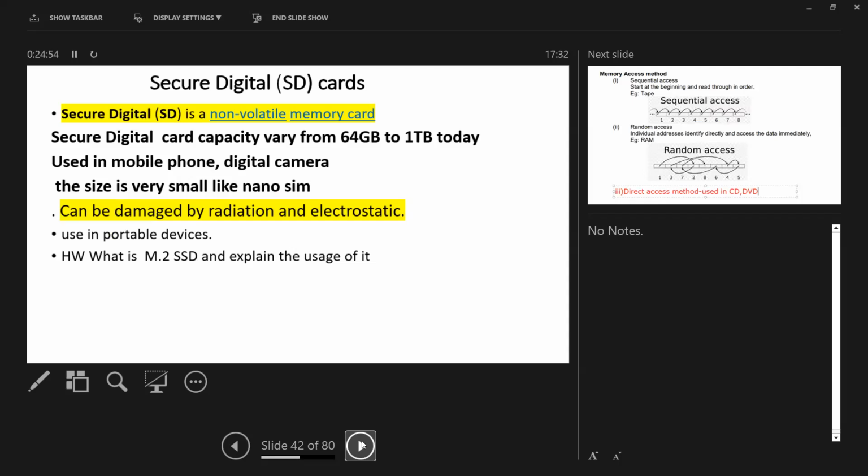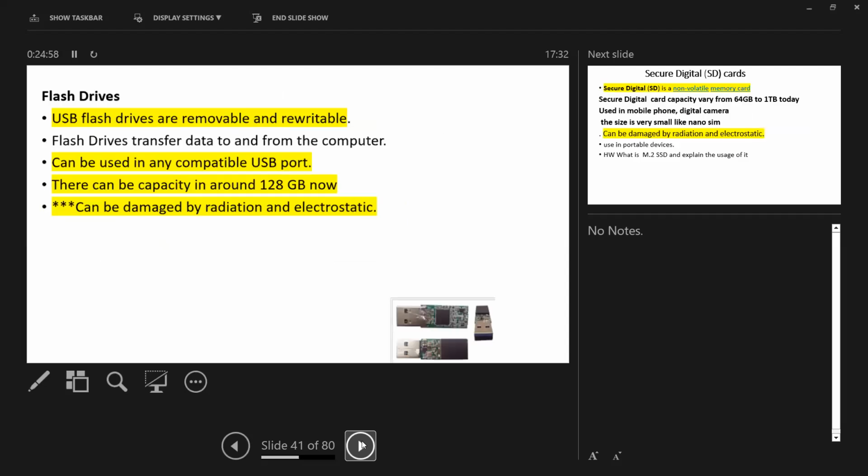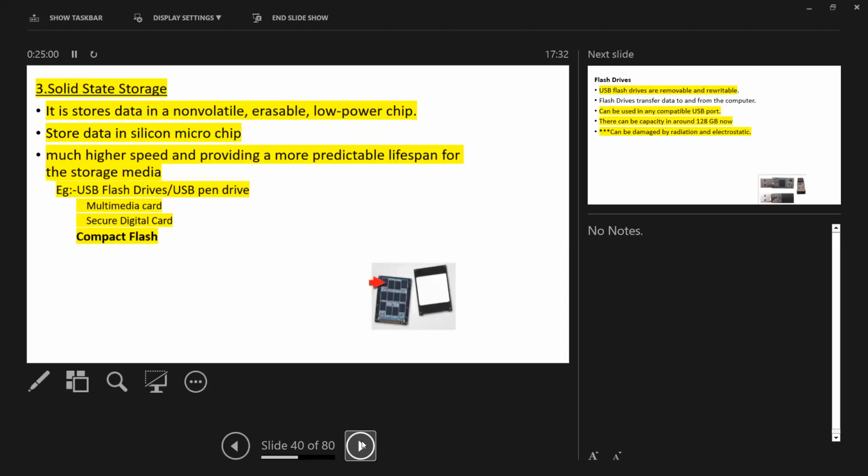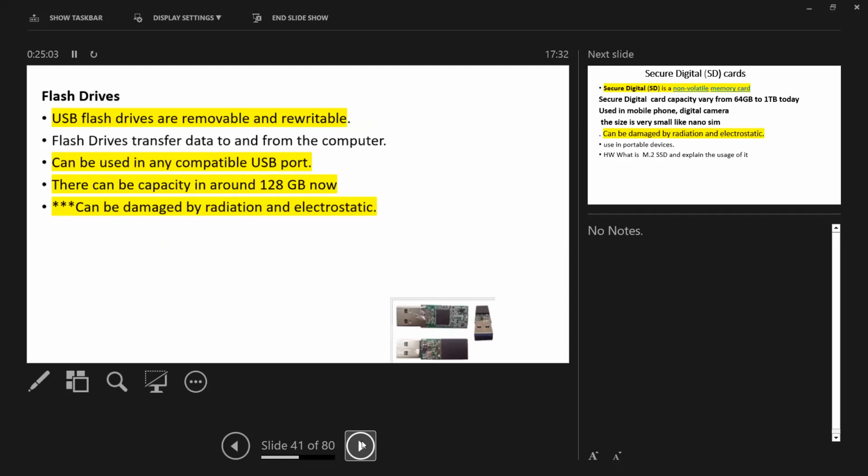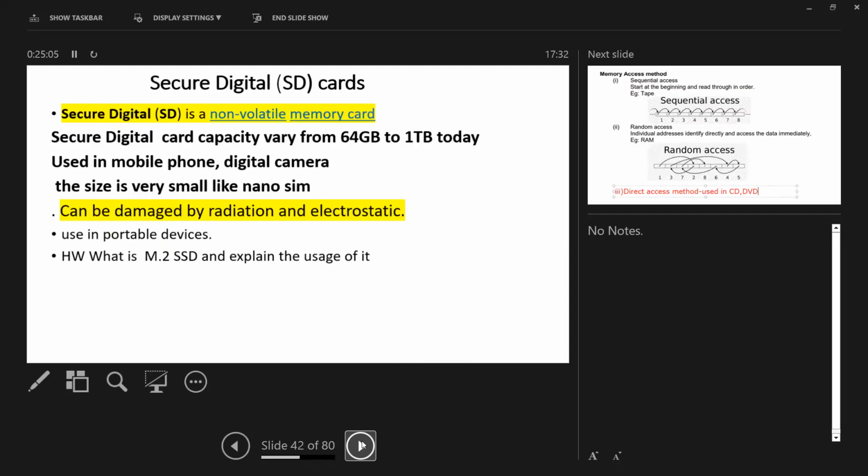Then secure digital, which we call an SD card. The small chips of the SD card also come under solid state. An SD card is a non-volatile memory card. Secure digital card capacity varies from 1 GB to 64 GB today. They are used in mobile phones and digital cameras. The size is very small, like nano SIMs, and they can be damaged by radiation and electrostatic charge. They are used in portable devices.